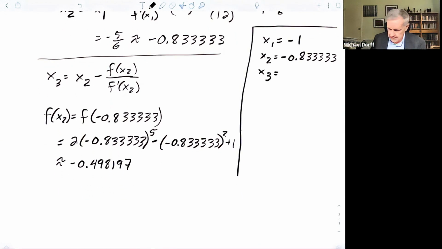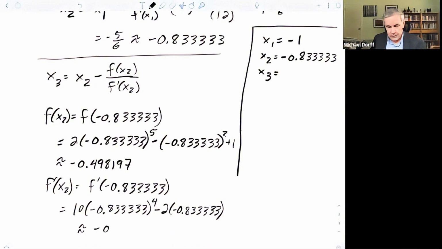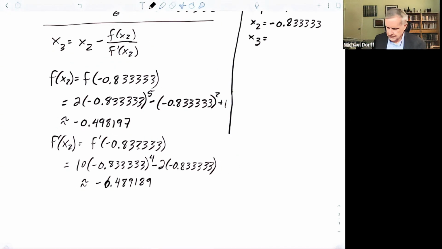To figure that out, I used a calculator and I rounded it so it had 6 places past the decimal. All right, now I need to find the derivative at x2, which is going to be 10 times negative 0.833333 to the fourth minus 2 times negative 0.833333, which is approximately negative 6.489189. Again, I just plugged the numbers into the calculator. I used Desmos to do it, and that gave me the answer.